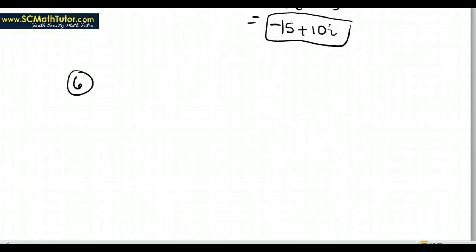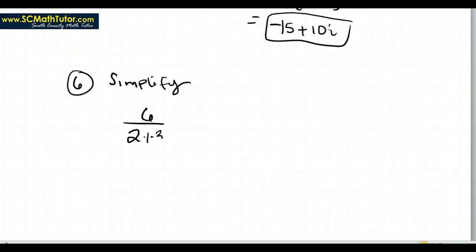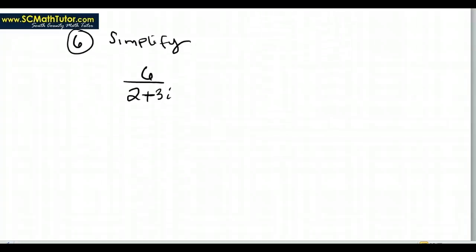So let's say we have, simplified, the constant 6 over 2 plus 3i. Now, when they talk about simplifying complex numbers, what they're actually saying is if you have an imaginary number in the bottom, we don't like that. You do not like to have complex numbers on the bottom of a fraction. So if you do, you need to do something to get rid of it.